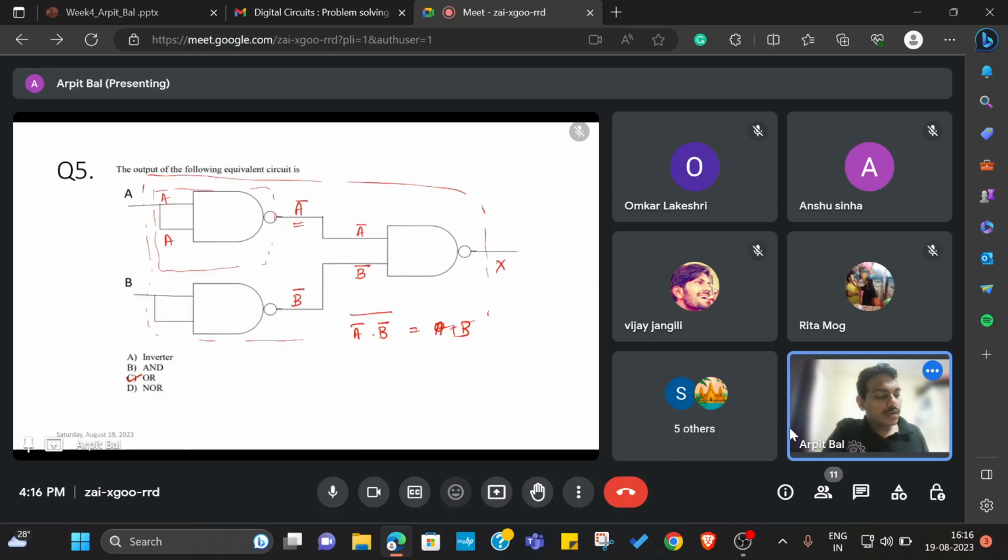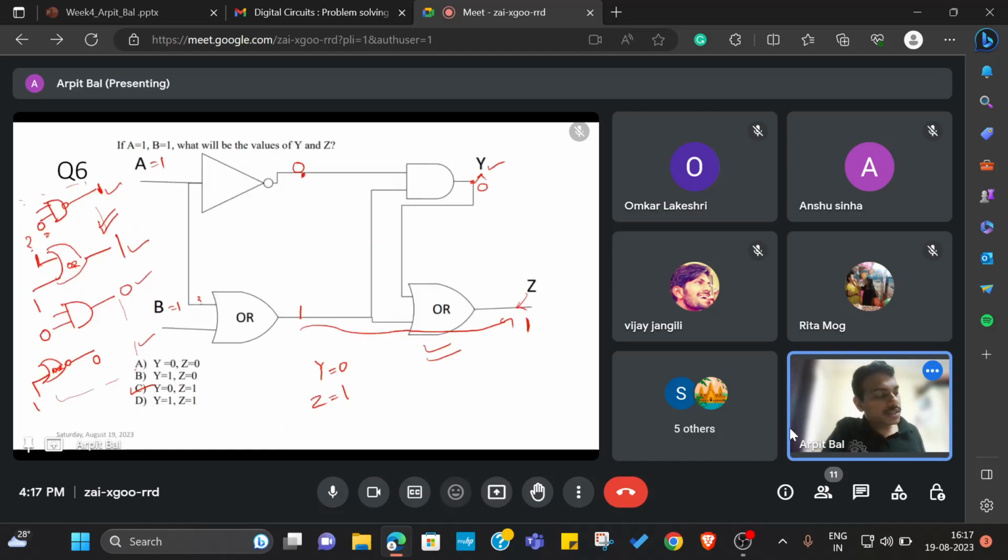Okay, then in the next question what we observed is how a combination of NAND gates can be used to realize several gates. Here a NAND gate was used to realize a NOT gate, and in this complete box NAND gates were used to realize an OR gate. NAND gates are called universal gates because they can be used to synthesize any gate using a bunch of NAND gates or NOR gates.